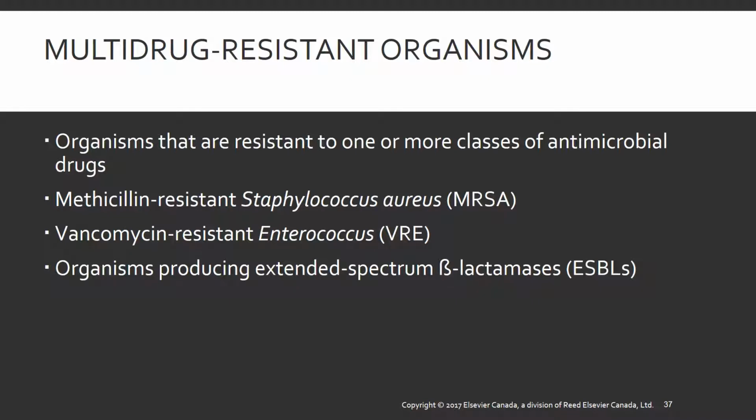Okay, multi-drug resistant organisms. So these are our nosocomial infections, and they are resistant to one or perhaps more than one class of antimicrobial drugs. So we have our methicillin-resistant Staphylococcus aureus, our MRSA, vancomycin-resistant Enterococcus, VRE, and also organisms producing extended-spectrum beta-lactamases. So these are enzymes that break that beta-lactam ring and render penicillins and their counterparts completely useless.